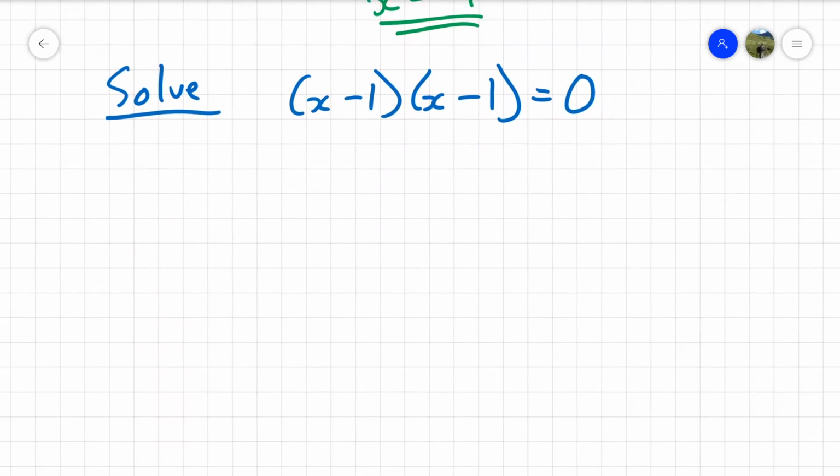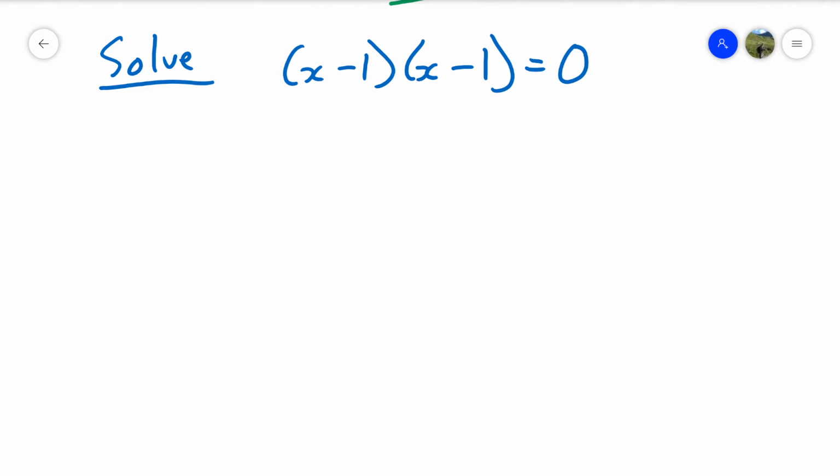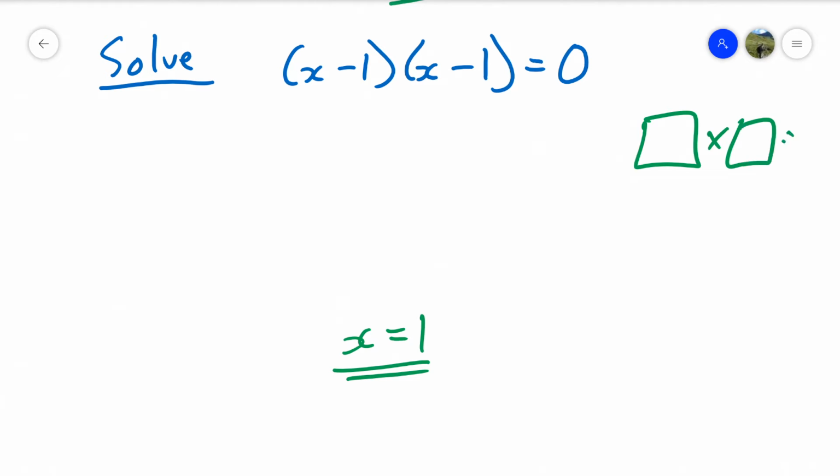Have a go in your own time. Answer is x equals 1. Oh, we got two objects multiplied together that equals 0, which must mean that one of them is equal to 0. So either x minus 1 equals 0 or x minus 1 equals 0.